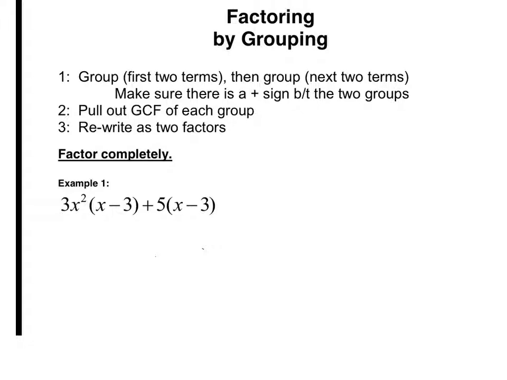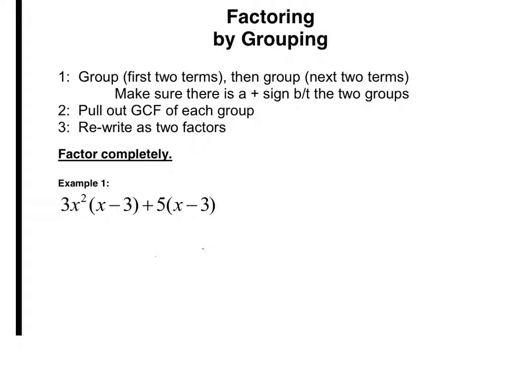It says to factor by grouping, you must first group the first two terms together. What I mean by grouping is you're actually going to put them in parentheses, and then you're going to group the next two terms together, and make sure that there is a plus sign between the two groups. Then you're going to pull out the greatest common factor of each group, and then rewrite your answer as two factors. Remember, factors are two things that are multiplied together.